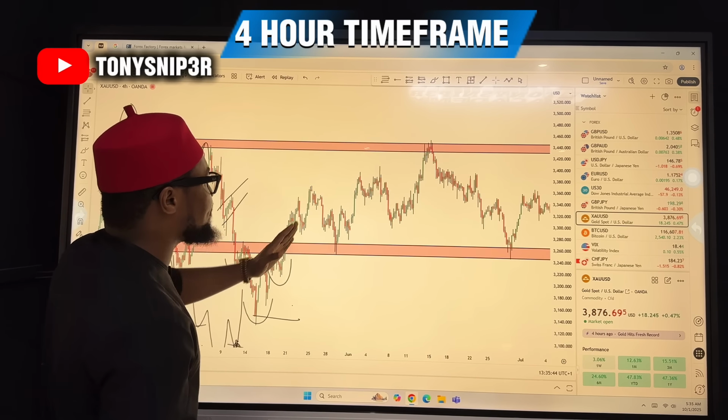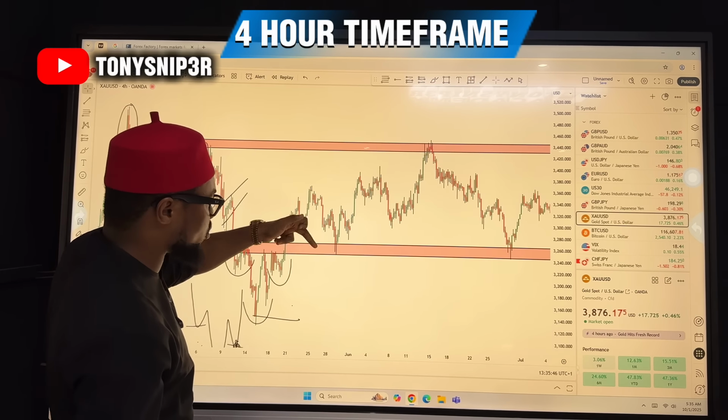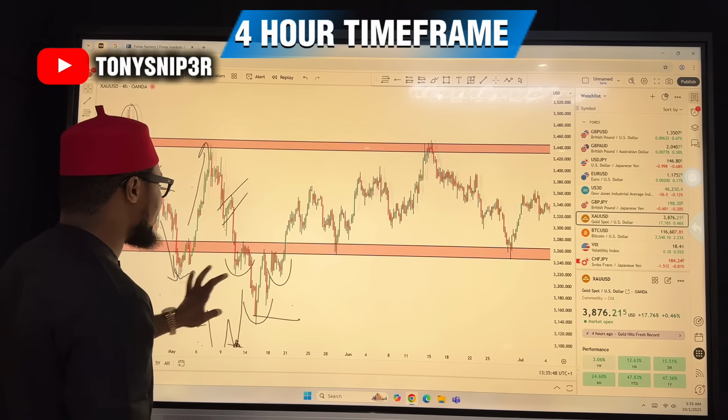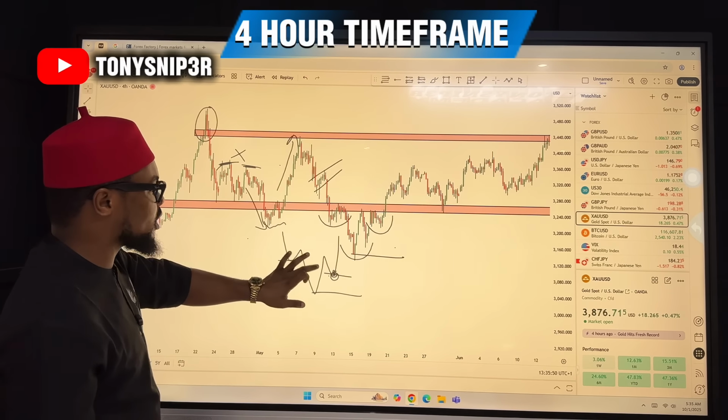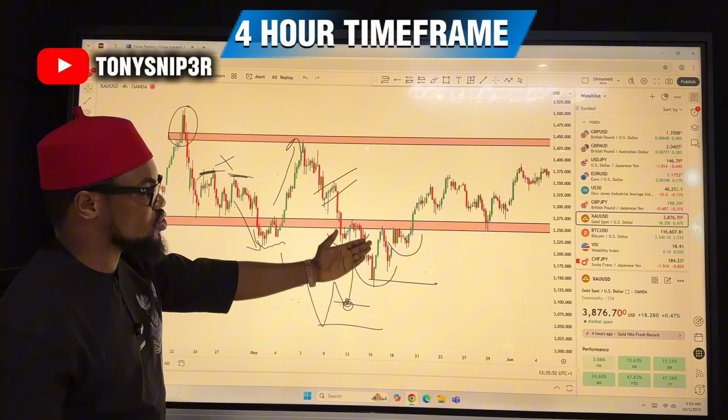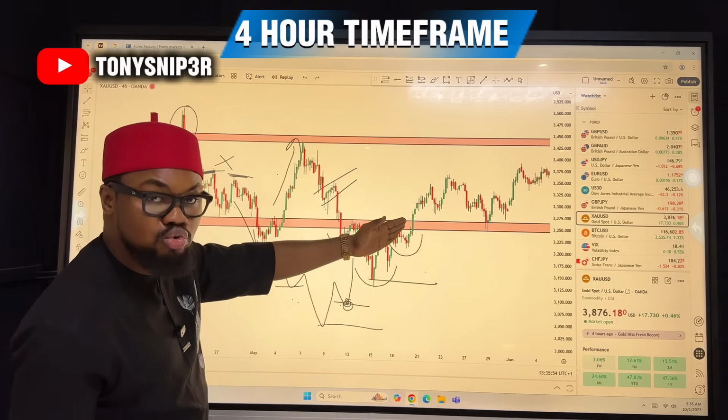Now immediately this market pushed back to the upside, the market came back to respect the main support zone. Remember at this point here, the market broke away from what? The market broke away from the support. Then the market broke back into the support.